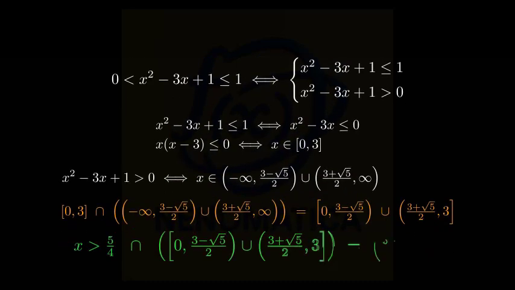Now intersect with the base condition x greater than 5/4. The left small interval is eliminated because it lies below 5/4. The right interval survives from 3 plus square root 5 over 2 to 3.